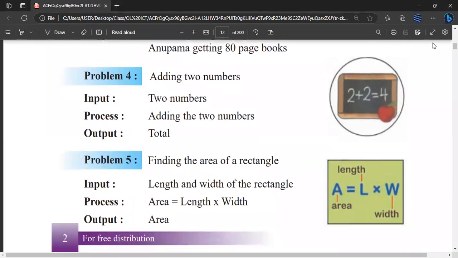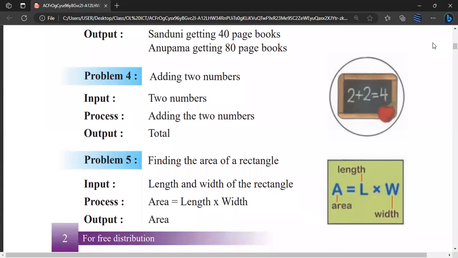Adding two numbers, this is what I told you at the beginning itself when I started the session, right? So input are going to be two numbers, process: adding the two numbers, then output: total, right? Next, problem 5, finding the area of a rectangle. So input: length and width of the rectangle, process: area equals length times width, then output: you will be getting the area, as simple as it is. And in all the problems you can see that the input, process and output are identified separately, right?